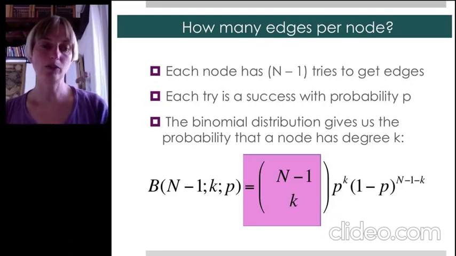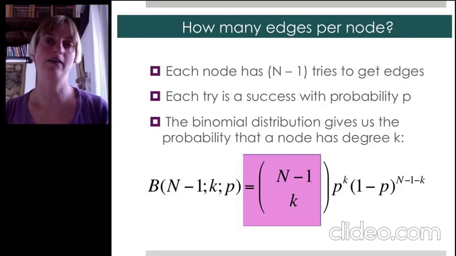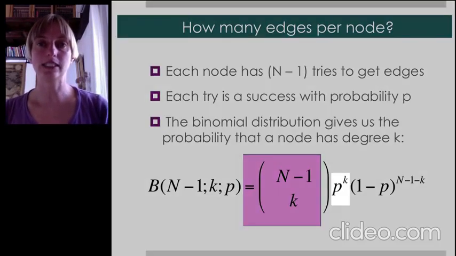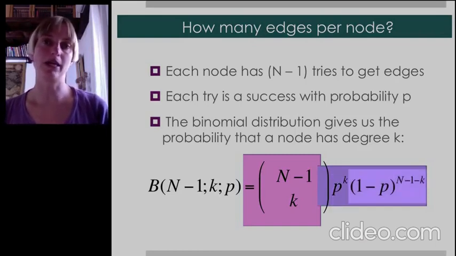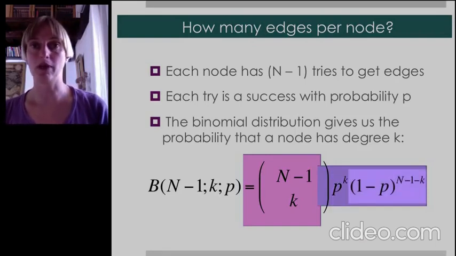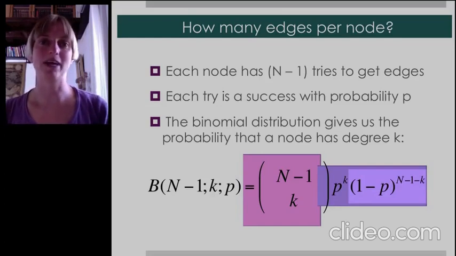And first we need to know the number of different ways that we can choose k nodes out of n minus 1. This is the binomial coefficient, times the probability that you succeeded k times, which is p to the k, times the probability that you failed n minus 1 minus k times, which is 1 minus p to the n minus 1 minus k.